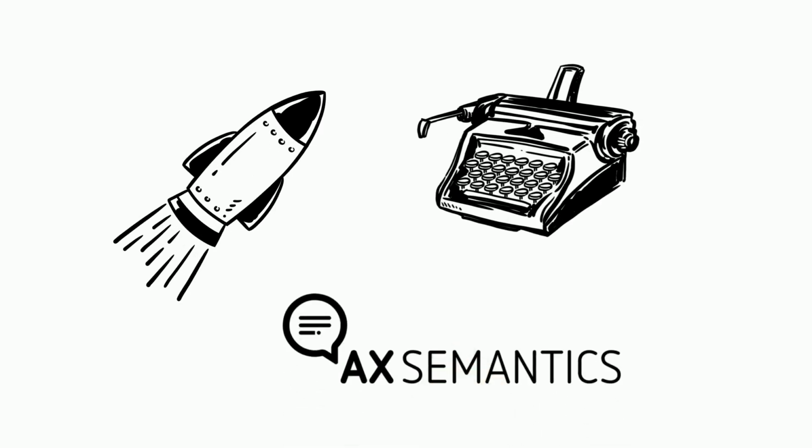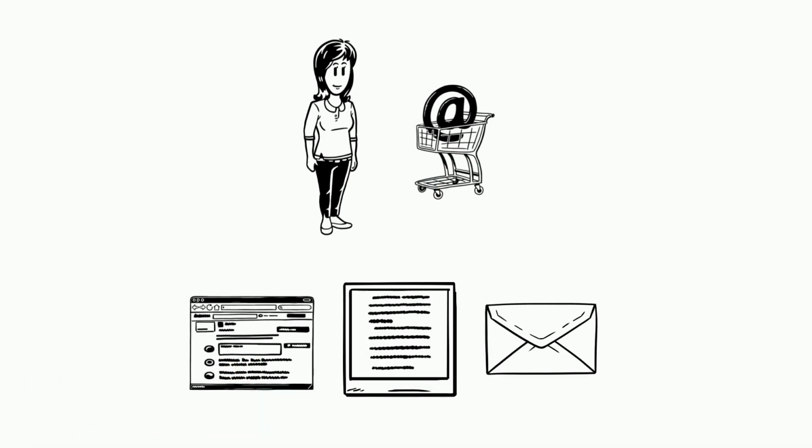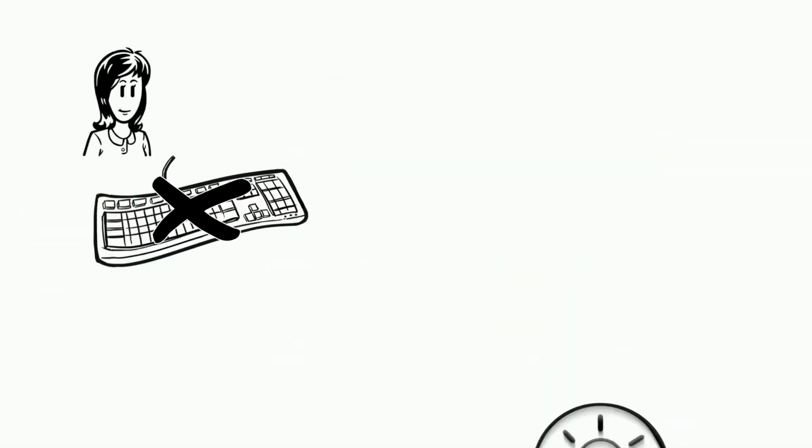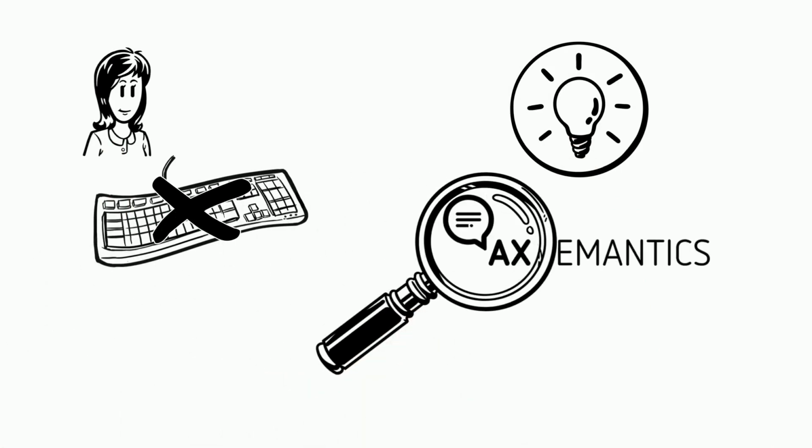How to speed up content creation using AX Semantics. This is Julia. She works as an editor for an online shop and creates product descriptions, category texts, and newsletters. Because she can't do all this manually, she started working with AX Semantics. Let's take a closer look at Julia's work.